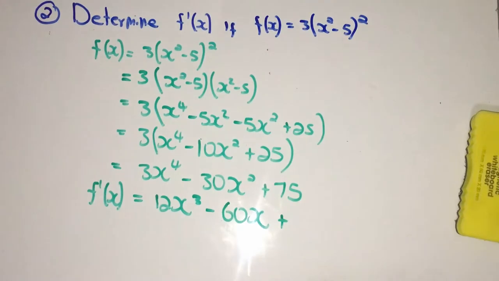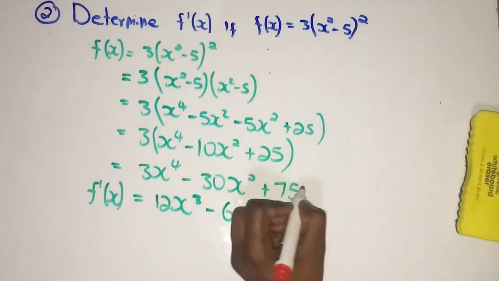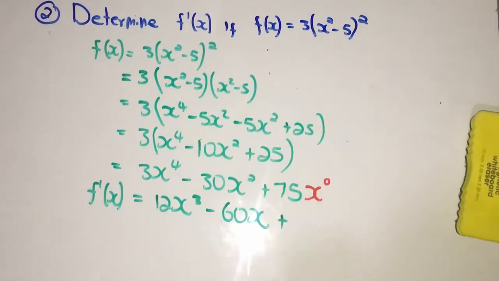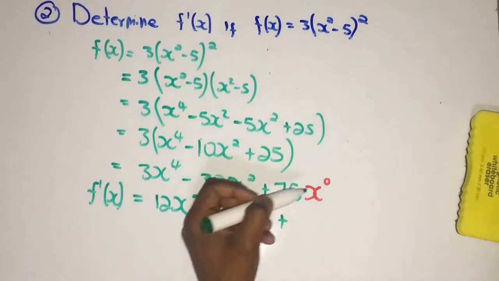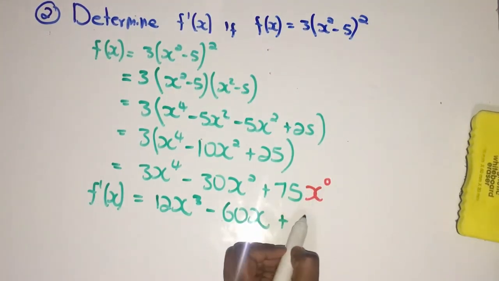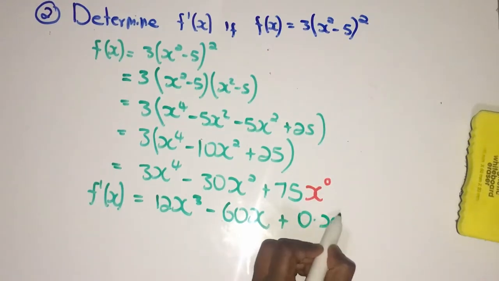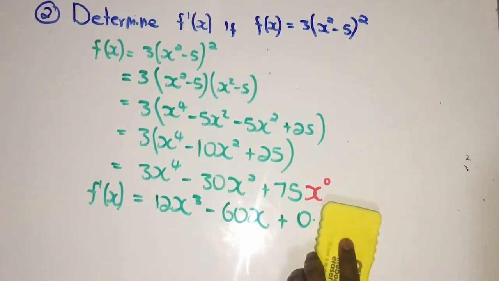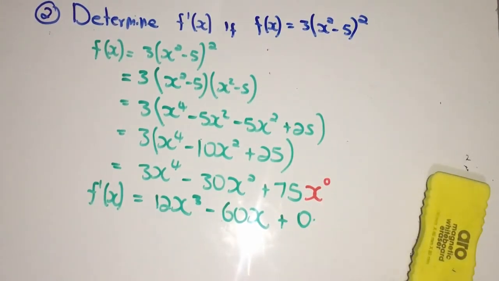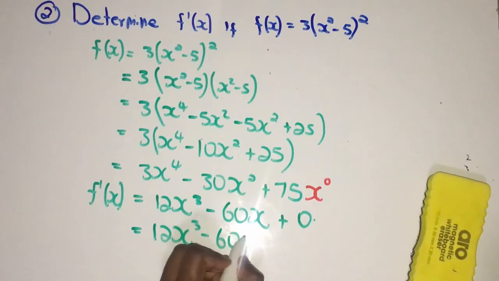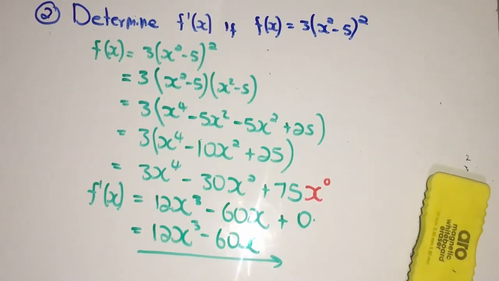And then the derivative of a constant is 0. Why is it 0? The 75 can be written as 75 times x to the power 0, because x to the power 0 is 1. When we differentiate, it is 0 multiplied by 75, which is 0, multiplied by x to the 0 minus 1, which is x to the minus 1. So this is going to be 0 because we multiply by 0. So our final derivative is 12x cubed minus 60x.